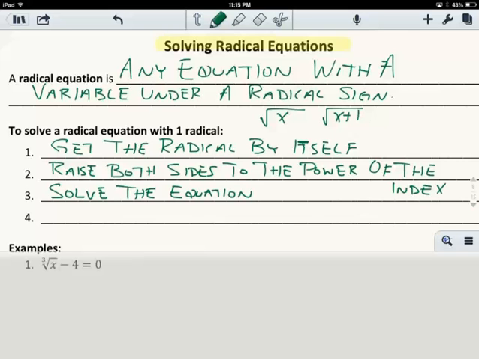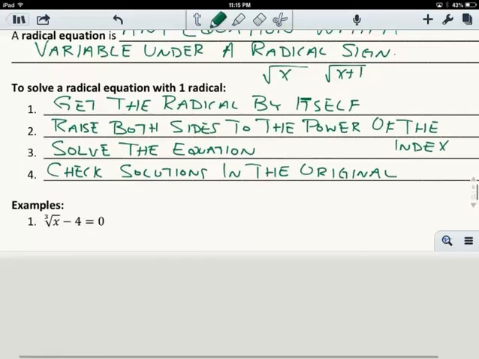The last thing you want to do is check your answers. So check your solutions in the original. Make sure you don't end up with any extraneous solutions, things that give you negatives under the radicals, things that give you zeros in denominators, that kind of stuff. So, with that said, we're going to go through a couple of examples here.